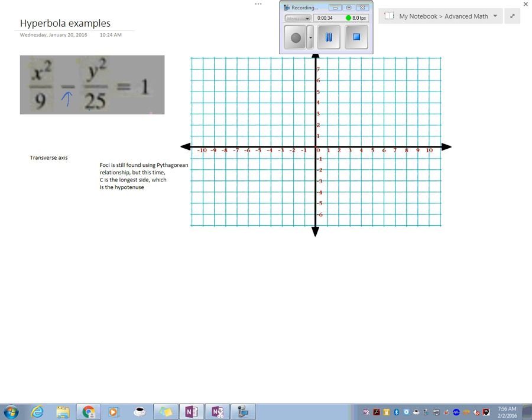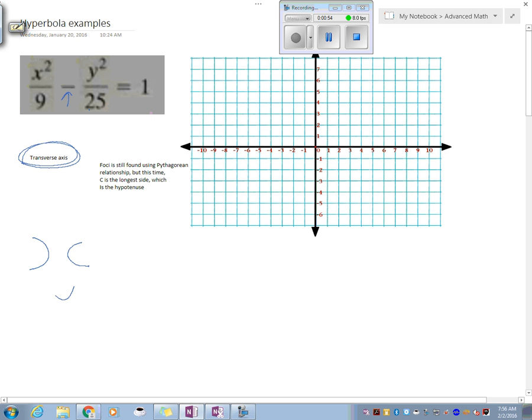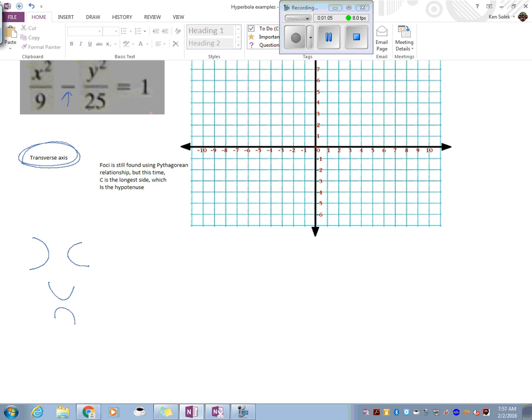Some language here. A transverse axis is what we call the major axis in a hyperbola. It's not a major axis because it doesn't go through the figure. A hyperbola is not a closed figure. It's either going to open this way and this way, or this way and this way. So it is kind of an ellipse cut in half and shifted. So the transverse axis is what we're going to call the major one.